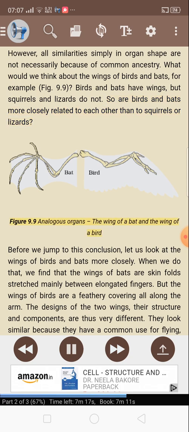Figure 9.9 Analogous organs, the wing of a bat and the wing of a bird. Before we jump to this conclusion, let us look at the wings of birds and bats more closely. When we do that, we find that the wings of bats are skin folds stretched mainly between elongated fingers. But the wings of birds are a feathery covering all along the arm. The designs of the two wings, the structure and components, are thus very different.